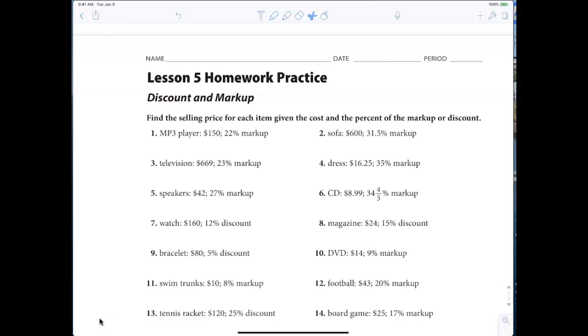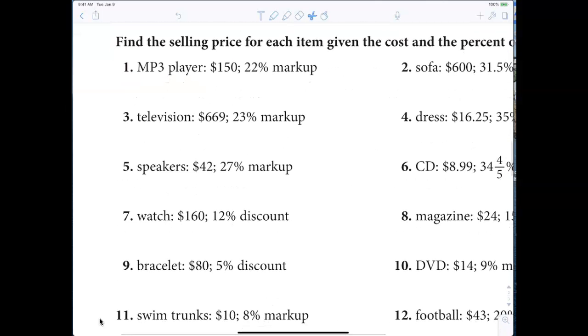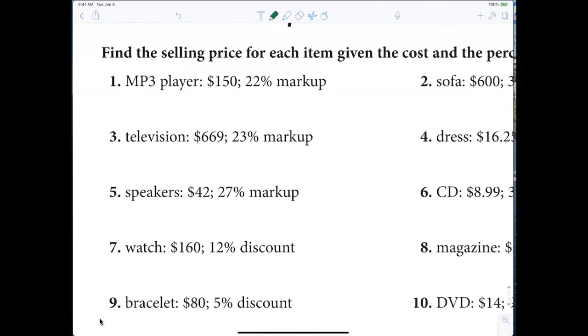For number 1, it says this. We have an MP3 player that was $150. You want to make a 22% profit, so you're going to mark it up 22%. But what I want everybody to do right now is, above the $150, put what percentage it represents. It represents 100%. That's what it represents.